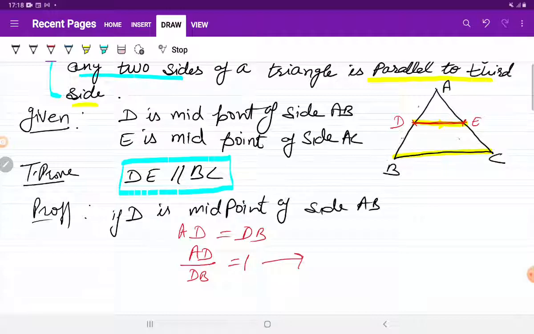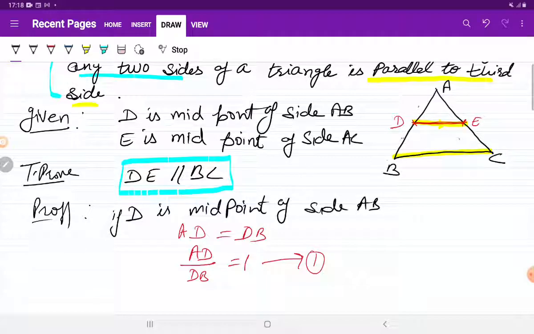So we are going to use this result. AD upon DB is equal to 1 has come. How did it come? I took DB down, so here it becomes 1 and DB goes to the denominator, right? So we are going to use this result.